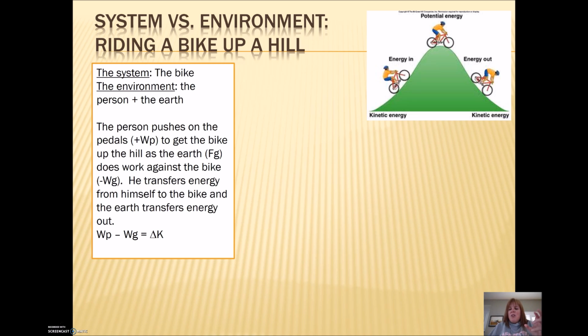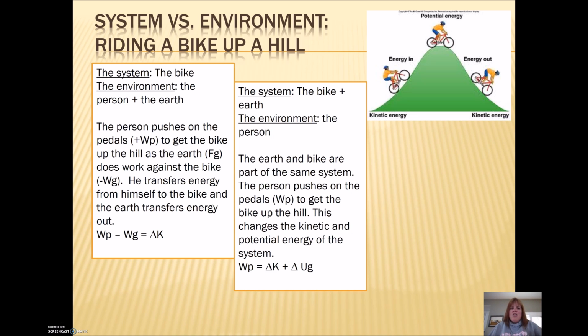But you know what? Let's put the earth in the system, and then we can use gravitational potential energy. So this time we choose the bike and the earth as our system, and the person will still be our environment. So this time, the person is applying positive work. They're applying a force over a distance in the direction of motion. And that work changes the kinetic energy of the bike, but it's also changing the gravitational potential energy of the bike-earth system.